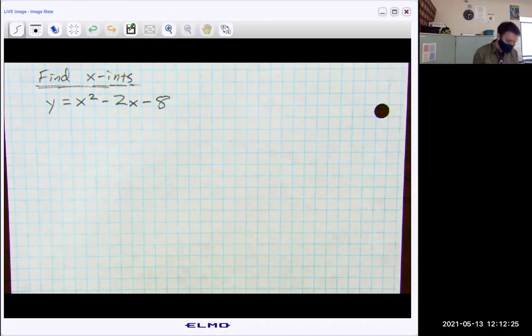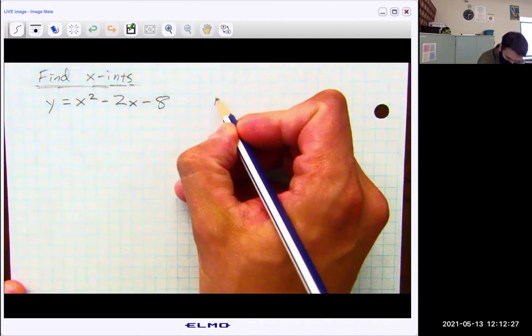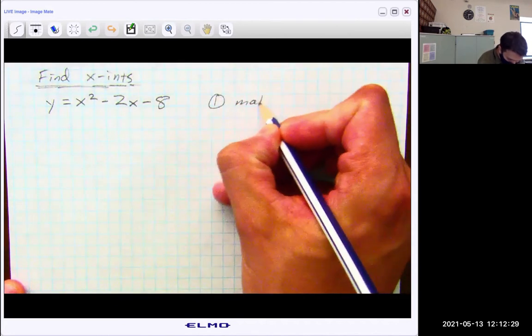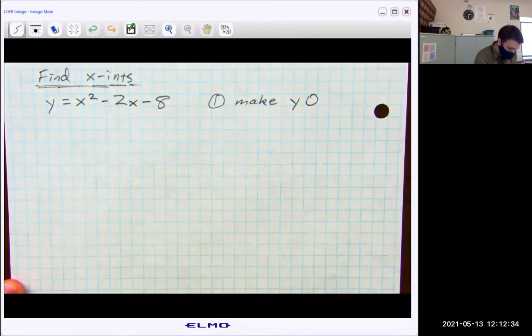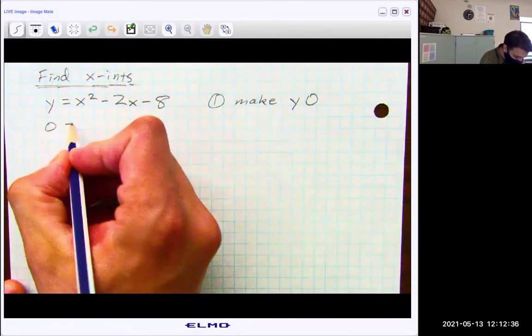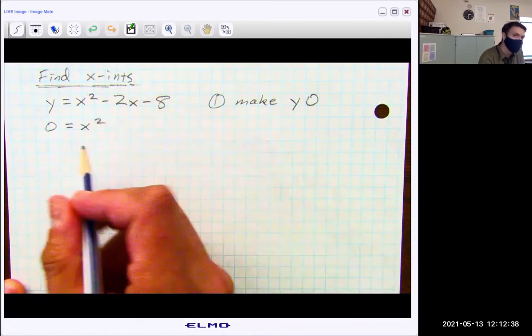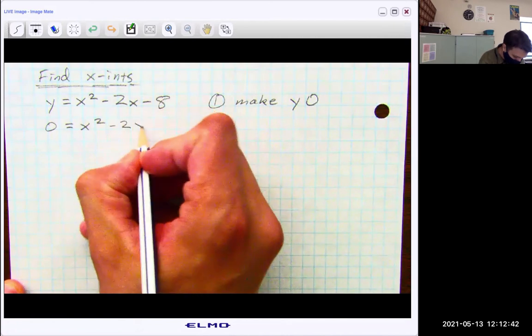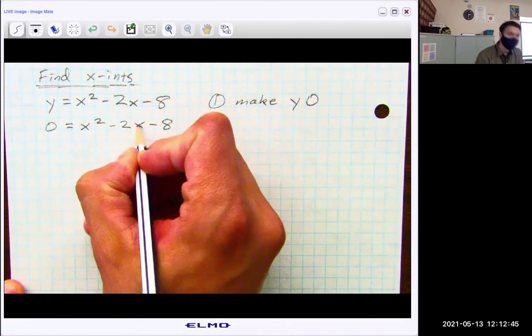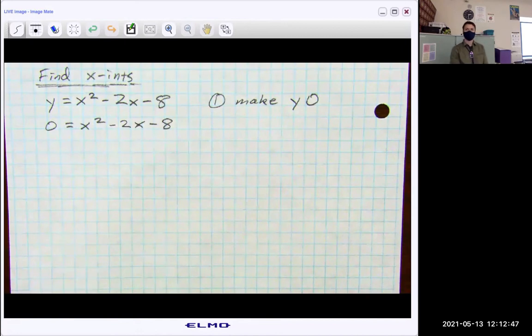So the first step to finding an x-intercept is make y 0. We want to know what happens when y is 0, because that's when the x-intercepts happen. So I'm going to rewrite my equation, but I'm going to write 0 equals x squared minus 2x minus 8. Now it's just algebra. We just need to solve for x. And how do you solve for x? Is you get it all by itself.